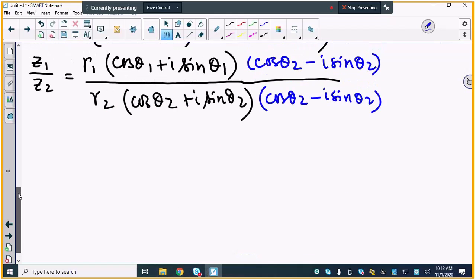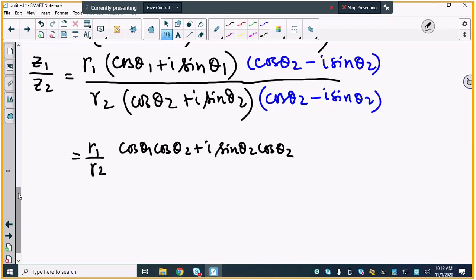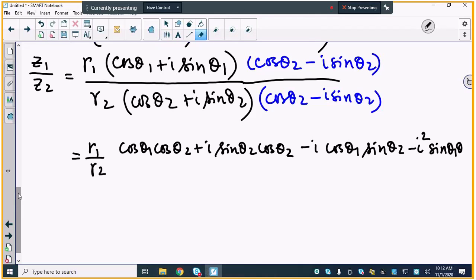And I'm going to do it in a brute way of distributing everything. So R1 over R2, these are the radius parts, so I can write it separately. What else I have? On the top I have cosine theta 1 cosine theta 2 plus I sine theta 1 cosine theta 2 minus I cosine theta 1 sine theta 2, and then you have minus I squared sine theta 1 sine theta 2. And every time I write this term, I remind you that I squared is negative 1, so that we get easier manipulation.